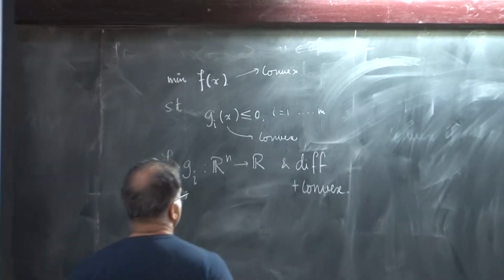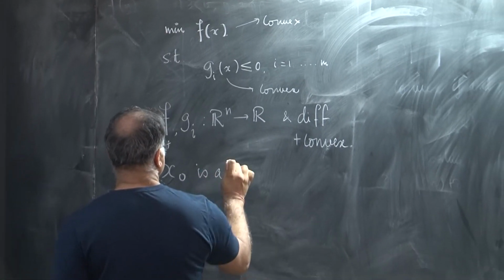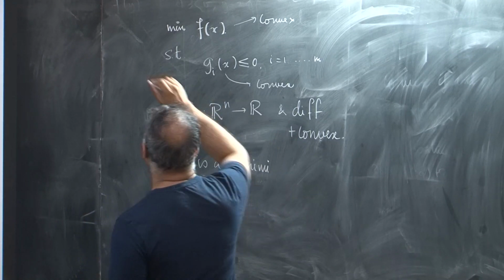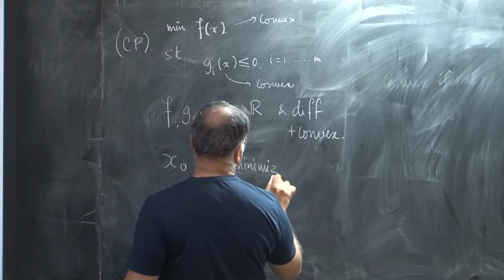Now, suppose x_0 is a minimizer of this problem that is given to me. So let me call it CP, to say it is a convex programming problem, a minimizer of CP.